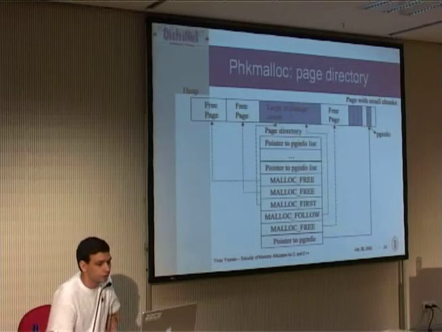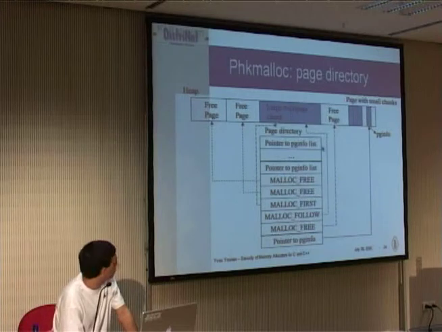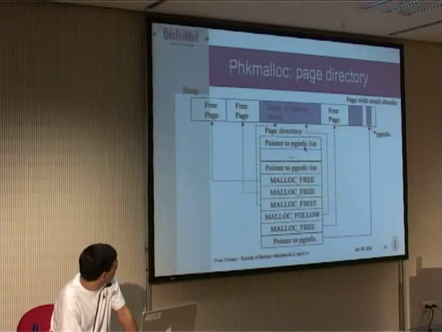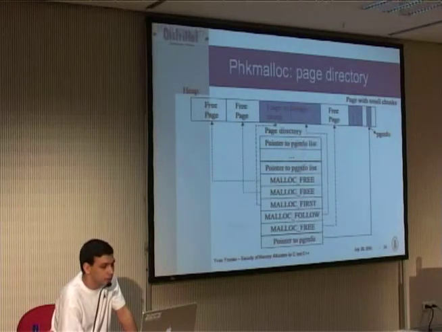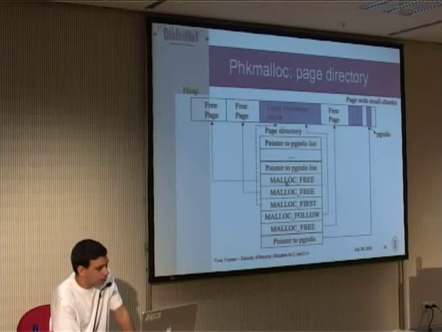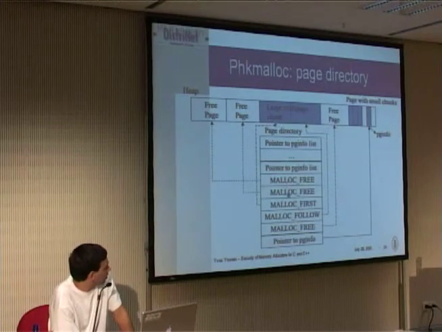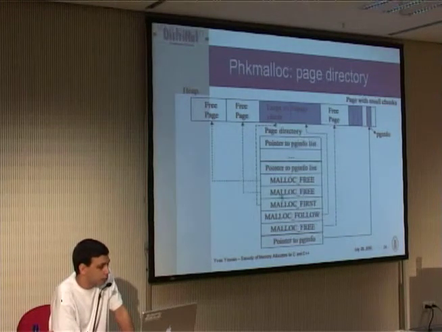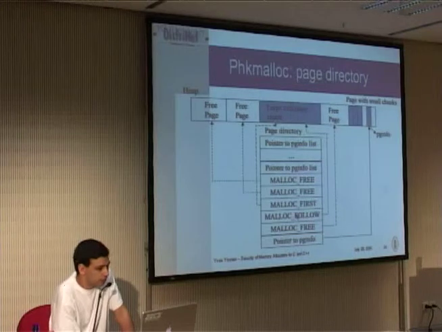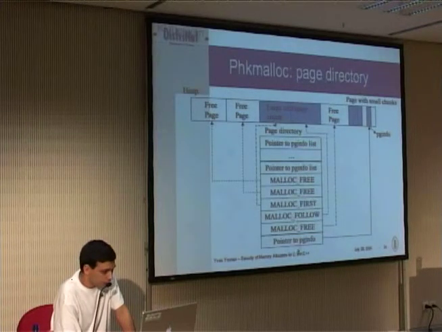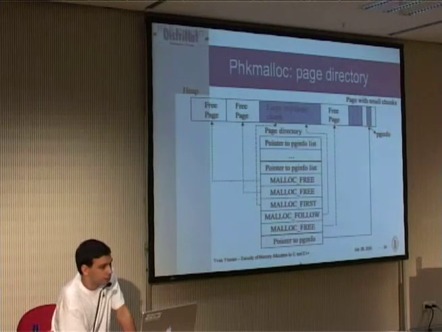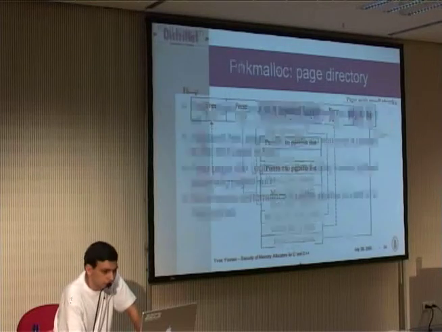and a page with small chunks. So we have the first element contains pointers to a PG info list, followed by information about particular pages. So malloc free for the free pages, and first for the first page of the multi-page chunk, and follow for the next page of the multi-page chunk. And again, for a page which is in use, it will have a pointer to its page information. More on this later.